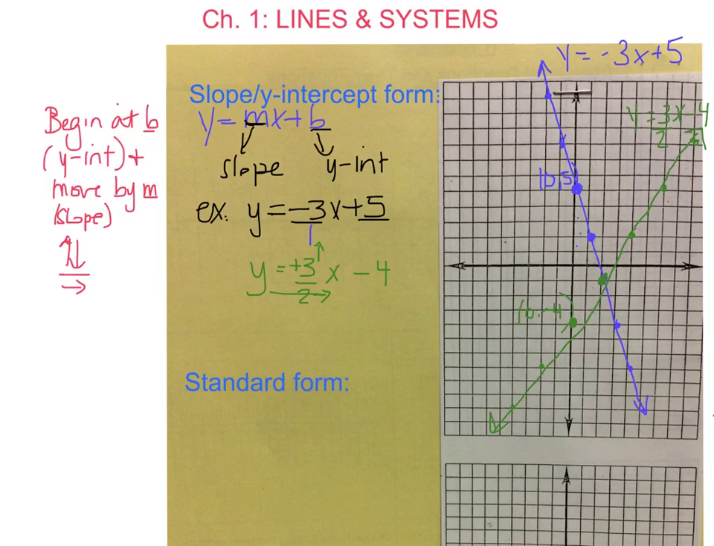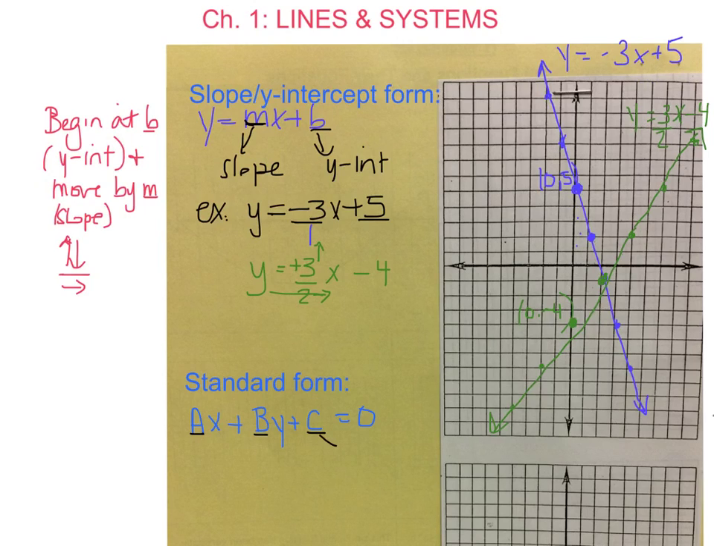The thing is, not all equations will be given to you in slope y-intercept form. Some of them may be written in standard form. Standard form has all of its terms on one side of the equation and it equals 0. So ax plus by plus c equals 0. The numbers in this equation are your a, your b, and your c.